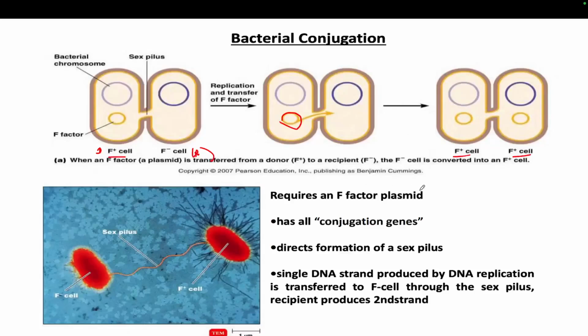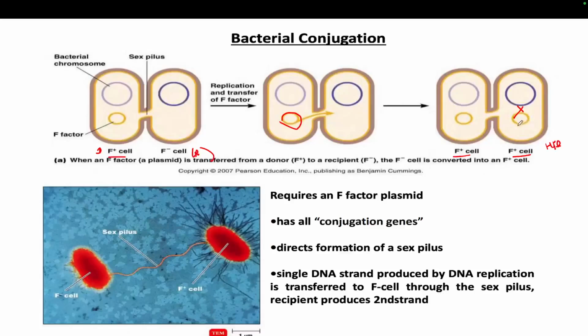After this happens, once the F factor gets integrated into the bacterial chromosome, the cell is called an HFR, high frequency recombination cell. This process requires an F plasmid, which has all the conjugation genes and directs the formation of the sex pilus. Single stranded DNA produced by DNA replication is transferred to the F minus cell through the sex pilus. The recipient produces the second strand.